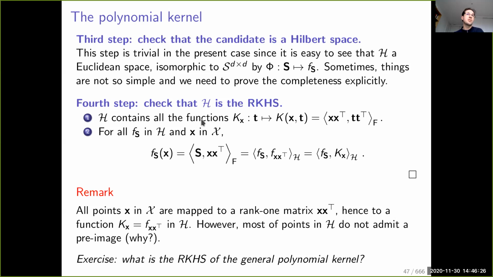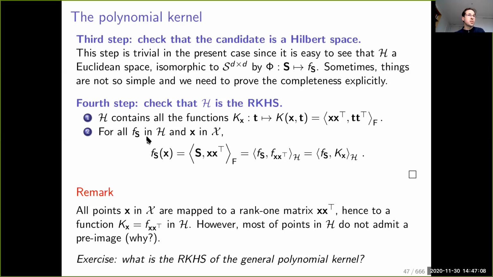Now we check that it is the RKHS by looking again at the two properties. So again, that's a good time to remember the definition of the RKHS. H contains all of the functions kx for any vector x, which are simply the functions that give k of x,t given a vector t, which we have shown can be written as an inner product between x transpose and t t transpose. Okay. So indeed, it has the shape of the functions that we have defined in the previous slide.